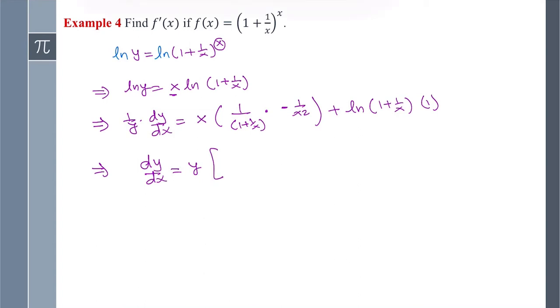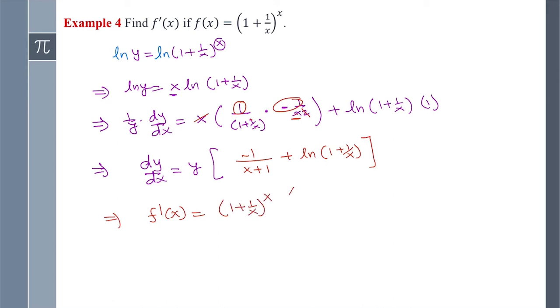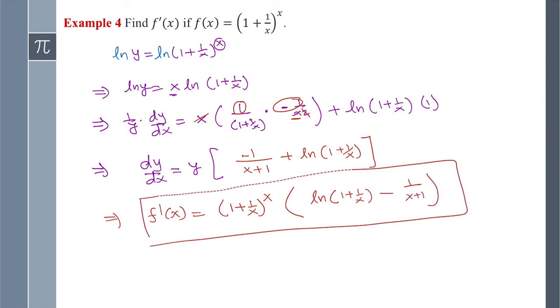Now we can simplify here a little bit. We have this x and then x squared, so they cancel with each other. And then if we multiply here, 1 times negative 1 is negative 1 in the numerator. Now, if we multiply this denominator with x, we have x times 1 is x plus x times 1 over x is just 1, and then plus natural log of 1 plus 1 over x. That's what we have. So now let's write f prime of x equals, now y is 1 plus 1 over x to the x times natural log of 1 plus 1 over x minus, let's write that as the second term. And then that is the derivative of the given function.